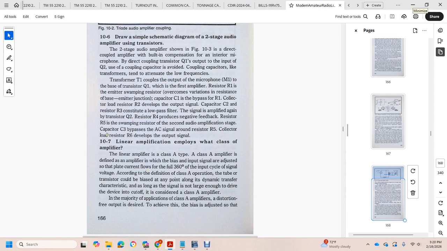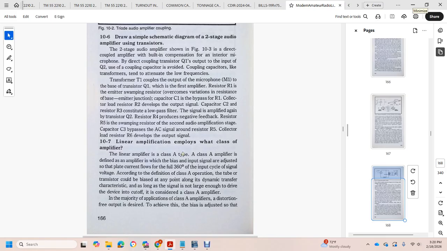10.7. Linear amplification is employed with the class A amplifier. A linear amplifier, class A: the class A amplifier is defined as one in which the base of the input signal adjusts the plate current to flow over the full 360 degrees of the input cycle of the signal voltage, according to the definition of class A operation. A tube or transistor can be biased at any point along the dynamic transfer characteristic as long as the signal is not large enough to drive the device to cutoff.